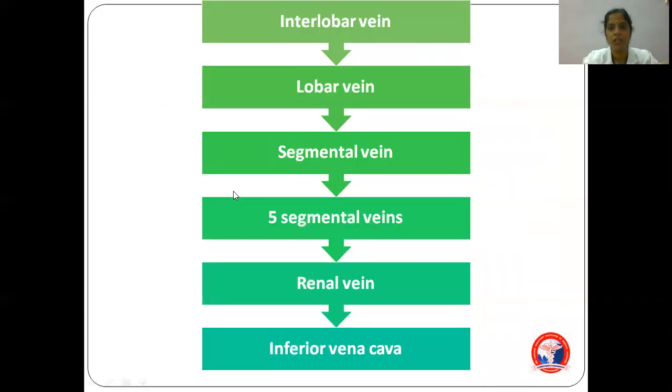Here you can see interlobar veins form the lobar vein. Lobar veins form the segmental veins. So we have 5 segmental veins. They drain into the renal vein. The renal vein finally drains into the inferior vena cava. So this is named renal circulation. Okay, you understand this?